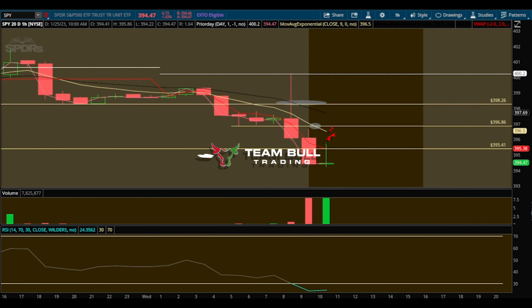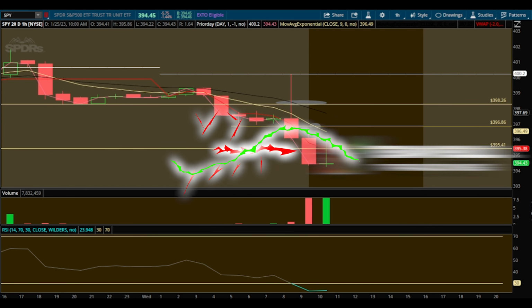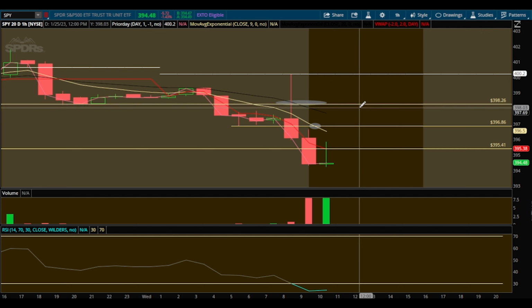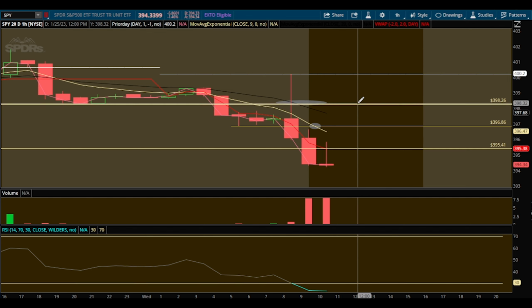This trade was on SPY. Now let's talk about my level that we created pre-market. First off, this 398.23 area is what we were watching. This is what I said pre-market. I want to see this level for puts, okay?